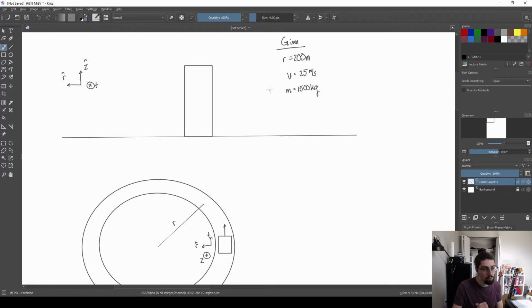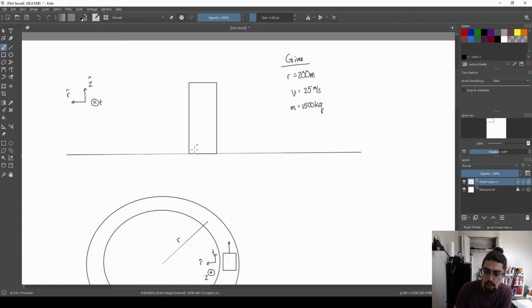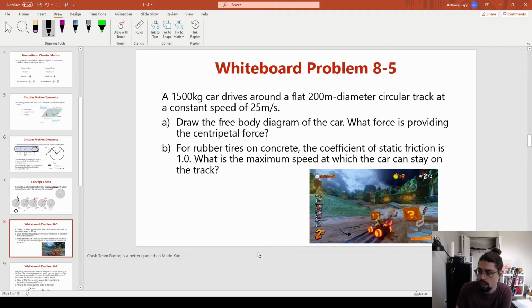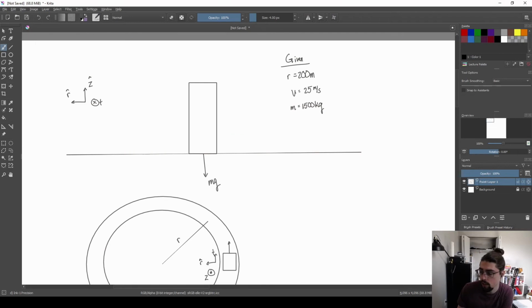So, start with part A, start with my free body diagram. Gravity pulls the cart down. R is 100, it's a 200 diameter. Thank you so much. I see diameter and I black out for a second. 100, thank you very much. So, mg pulling me down.